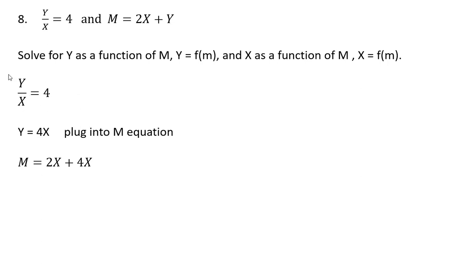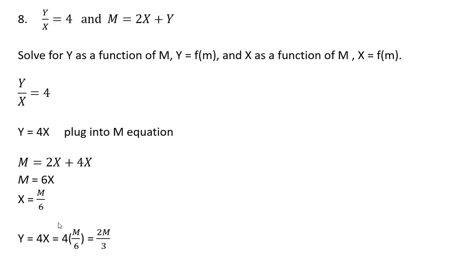So I'm going to take this right here, and I'm just going to solve it for y. So y equals 4x. And I'm going to plug that into the m equation. Where I see y, I'm going to plug in now 4x. So that's what I did. Here's our m equation. Y is now 4x. So m equals 6x, and dividing through by 6, x equals m divided by 6. So here we solved x as a function of m.